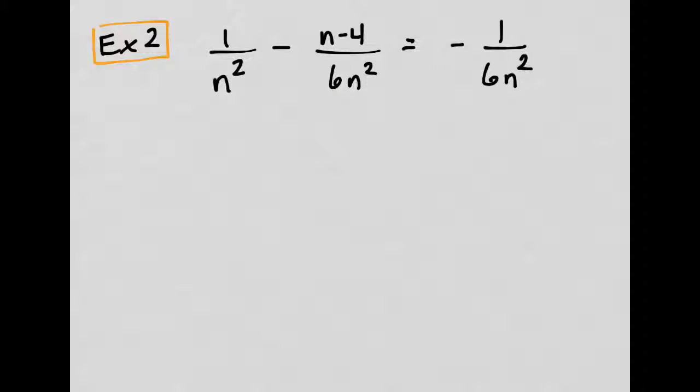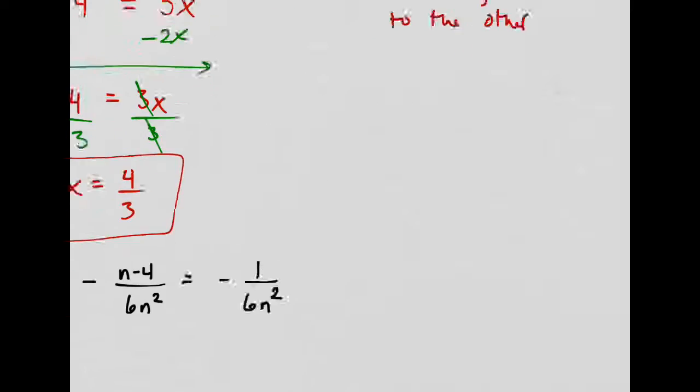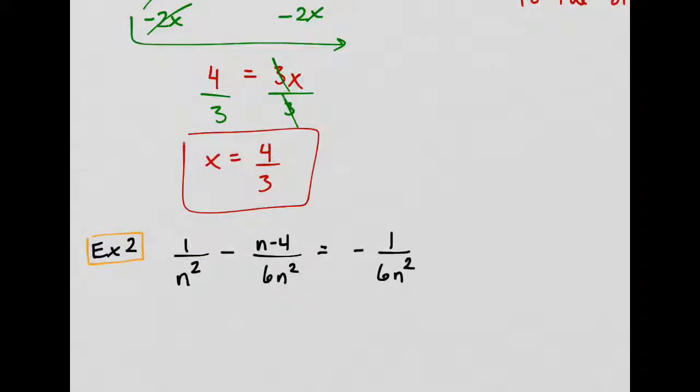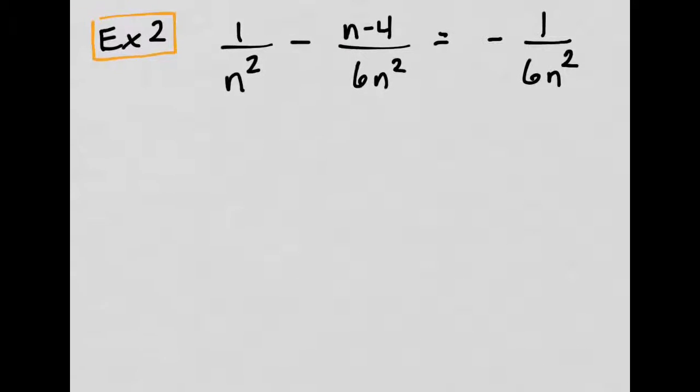Okay, so let's take a look at this. Ooh, this is nice. What do I have to do? I have to first, what is my step? Multiply every term by the common denominator. What the heck is the common denominator here?